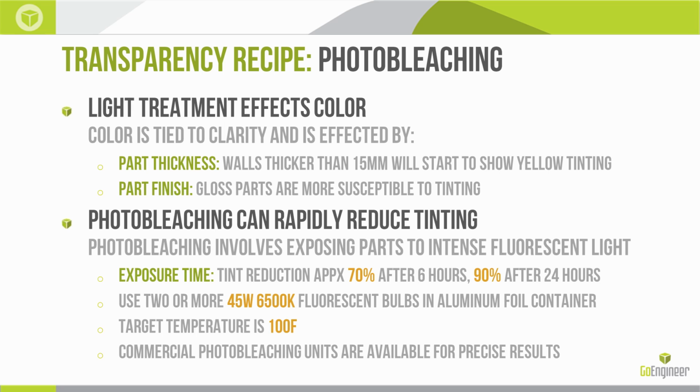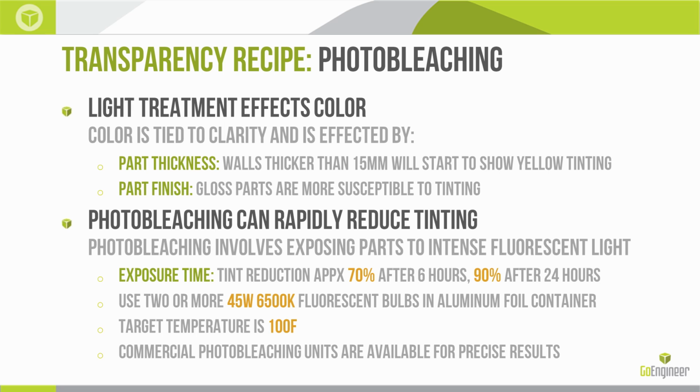So this is a factor of 2 things. Part thickness: walls thicker than about 1/2 inch, a little bit more than 1/2 inch, 5/8, 15 millimeters, will start to show some yellow tinting. So you'll start to get more color in there. Thinner parts tend to stay more clear. And then also the part finish. If we choose matte versus gloss, this can affect the tinting as well. Gloss parts are going to be more susceptible to tinting because they have less protection from that UV light. Whereas if we chose matte, because it's coating the entire part with that support material, that helps block the UV light and we get less tinting.